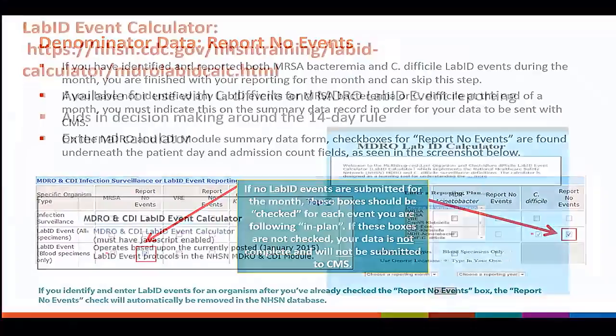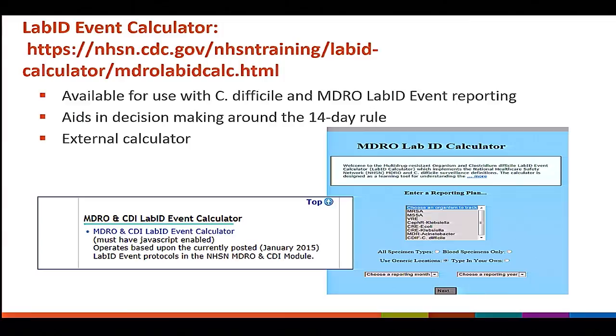I'm going to put in another plug for the LabID event calculator because it is a great tool. It is particularly helpful when you're making decisions around the 14-day rule. I think a lot of users forget that the 14-day rule is location-specific. They want to think of it as being patient-specific, and that is not the case. It is location-specific. So every time your patient changes locations, this 14 days resets. And the calculator just shows that extremely well and makes the decision for reporting purposes much, much easier. So I'd encourage you to use that whenever you can.